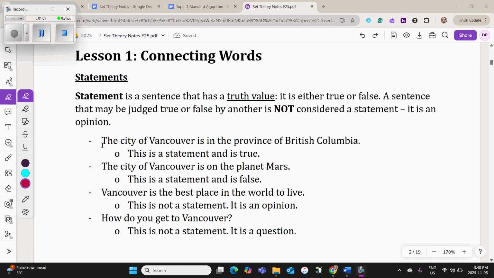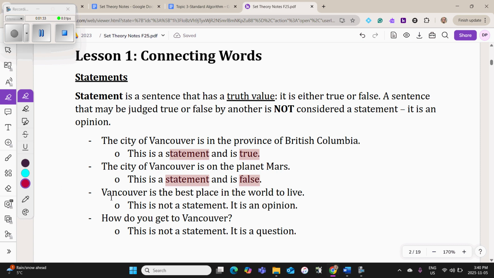The first line here says the city of Vancouver is in the province of British Columbia. So not only is this a statement, but it is also a true statement. So remember, a statement just has a truth value, and yes, this happens to be true. Okay, the next one says the city of Vancouver is on the planet Mars. So although this is a statement, it is a false statement because we know Vancouver is not on Mars.